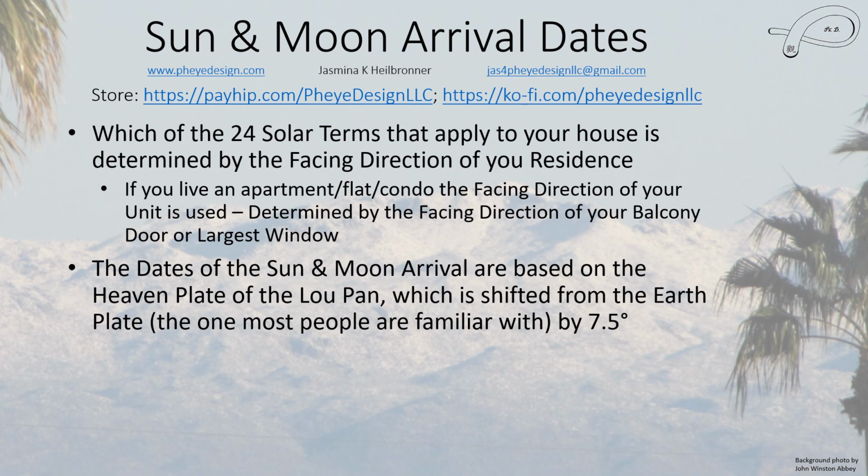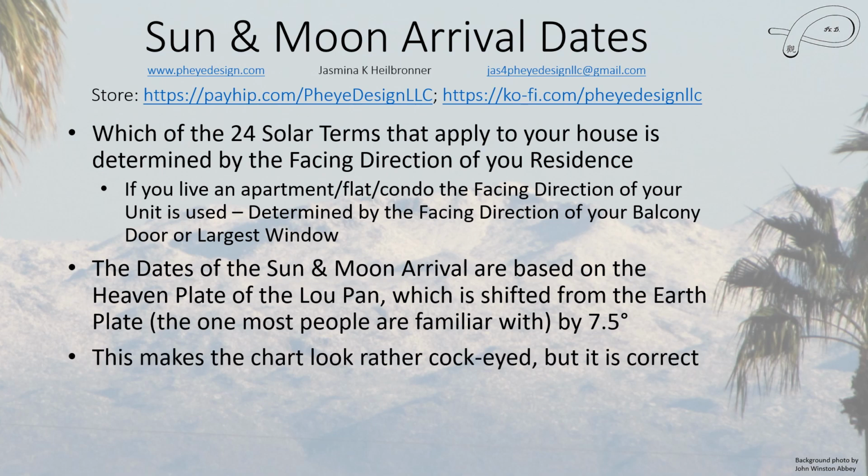It just makes the diagrams a bit funny looking. And the chart does look a bit cockeyed or screwy or weird, whichever way you want to describe it, but it's correct. What is happening is you're associating the heaven plate with a particular part of the earth plate. And that's how we determine when heaven and earth align.